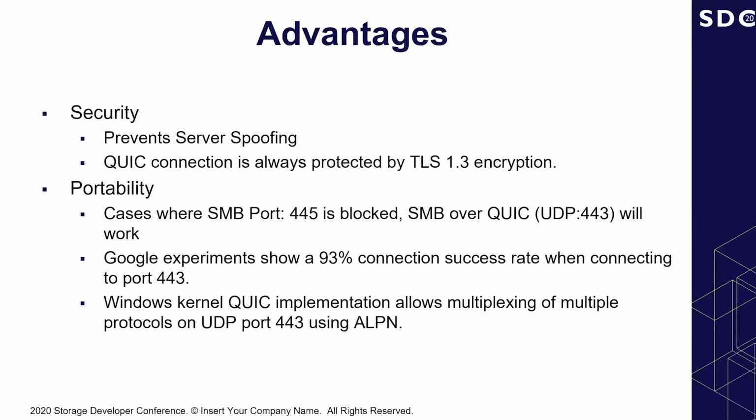A short discussion on the advantages that QUIC provides for SMB. One thing is it avoids server spoofing. QUIC has this mechanism of using certificates to authenticate the identity of the server. When a client attempts a QUIC connection, the server is required to present a server certificate as a proof of its identity.